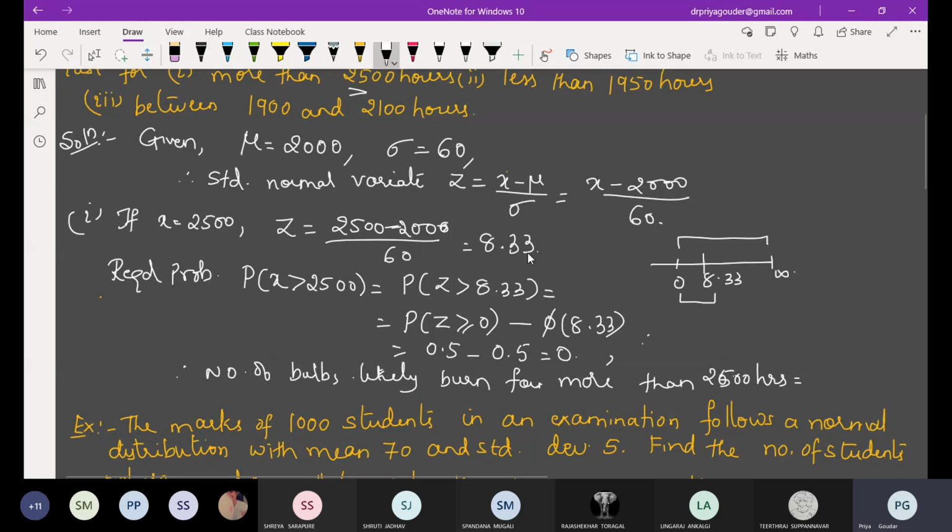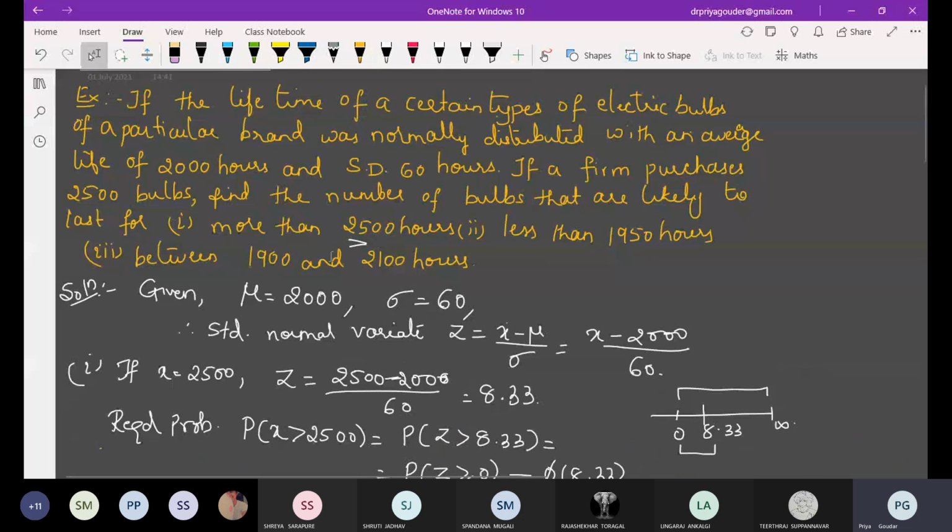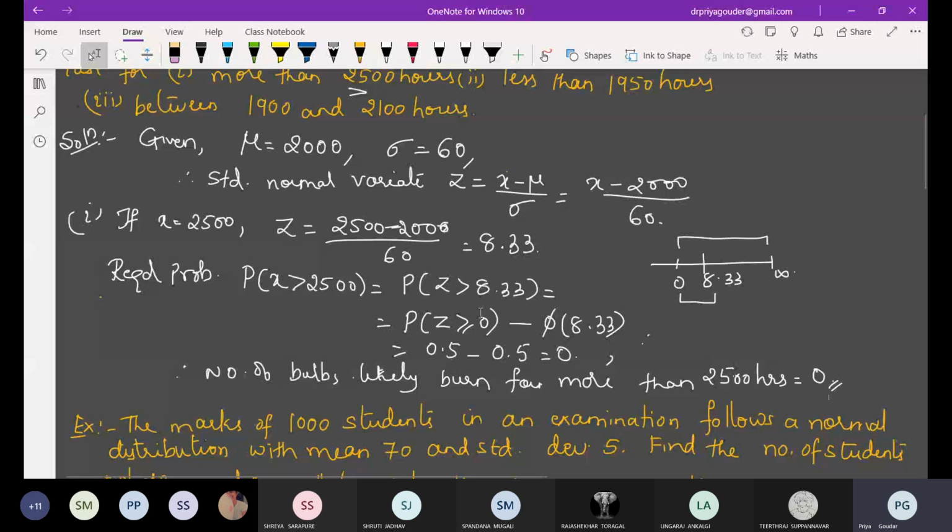I think they have missed it in the model question paper. The example I have taken is from the textbook, what we have solved previously. This example I'm taking exactly from your model question paper. They might have missed the quantities. That's why you are getting it as 0. Usually it won't happen, but probability value can be 0 or it can be 1 also. So out of 2500 bulbs, no bulbs will burn more than 2500 hours.